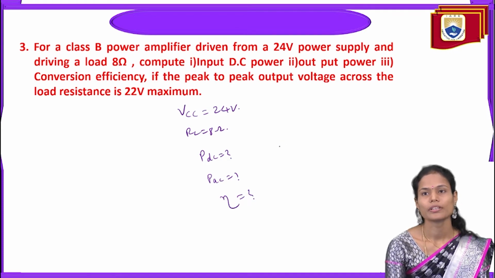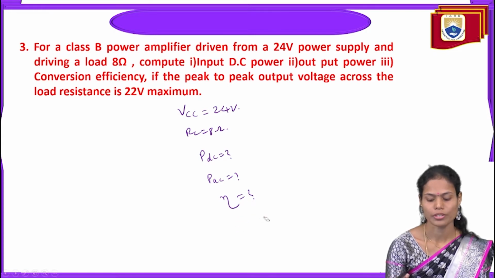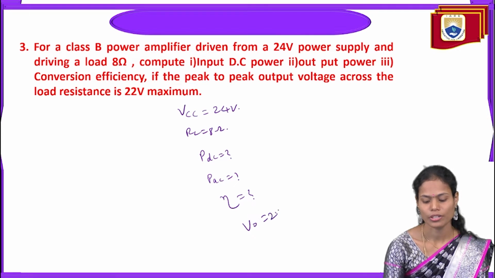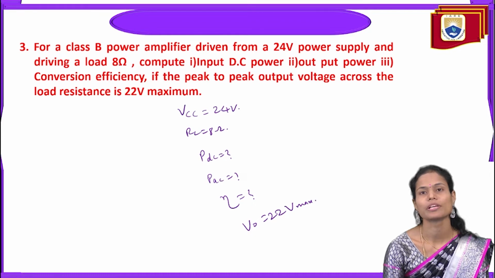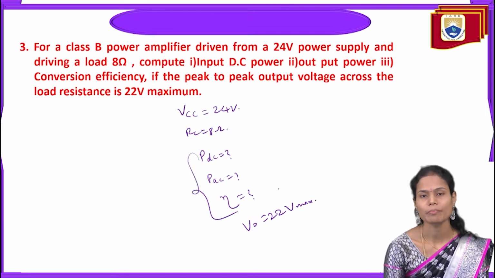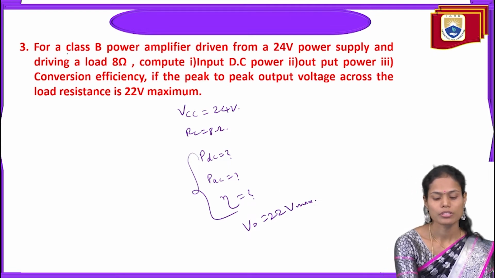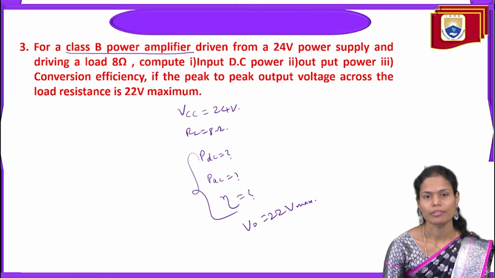And the peak output voltage across the load resistance RL, peak output voltage V0, is equal to 22 volts maximum here. So this problem is similar to the previous problem we discussed. The same formulas we have to utilize to find the AC power, DC power as well as efficiency of the given power amplifier. So this problem we discussed in the problems on power amplifiers session.